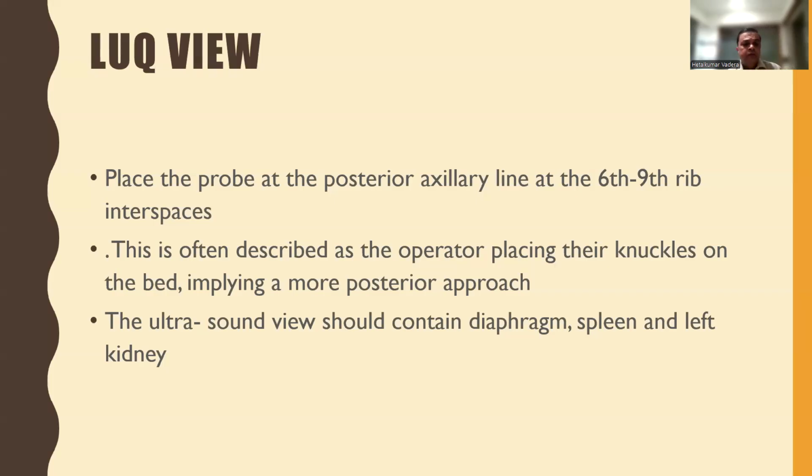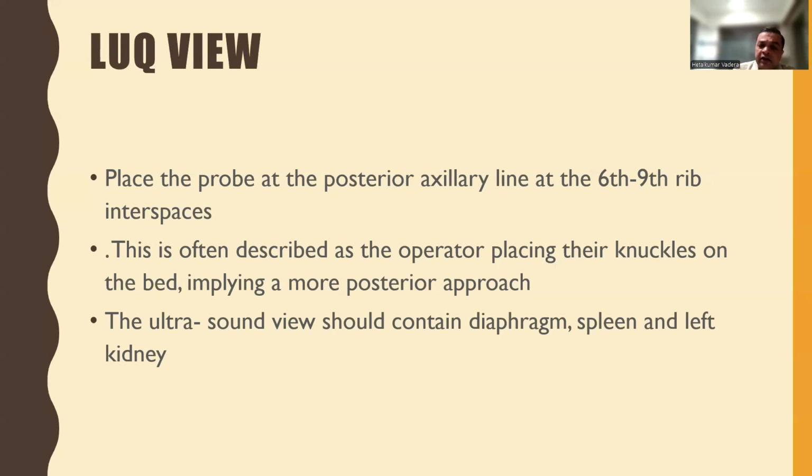In left upper quadrant view, we place the probe at the posterior axillary line at the 6th to 9th rib. Here we have to be a little bit careful. This is often described as the operator placing the knuckles on the bed. So you have to put the knuckles on the bed so that you can go as posterior as possible.